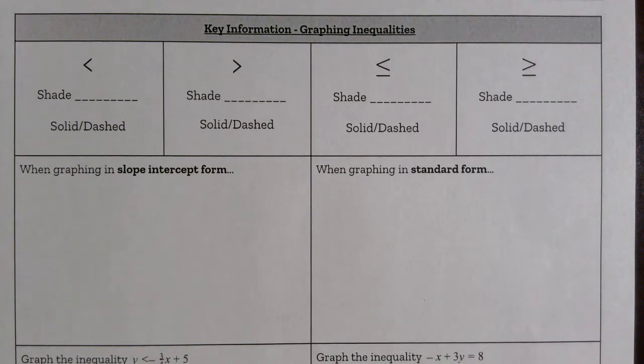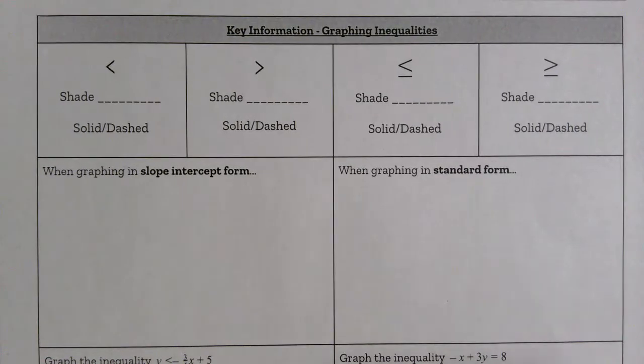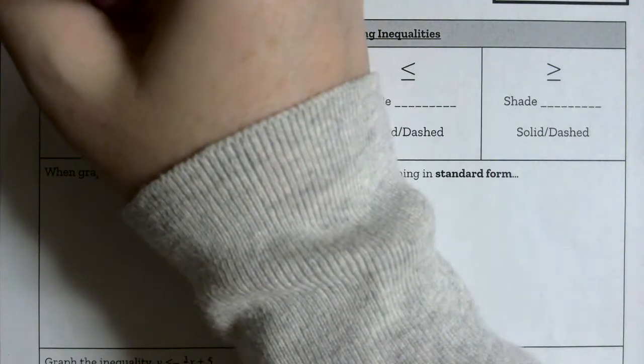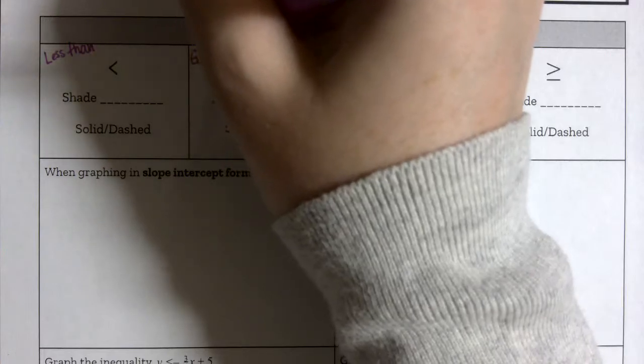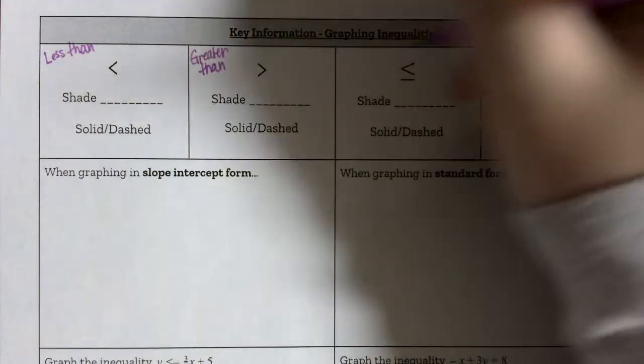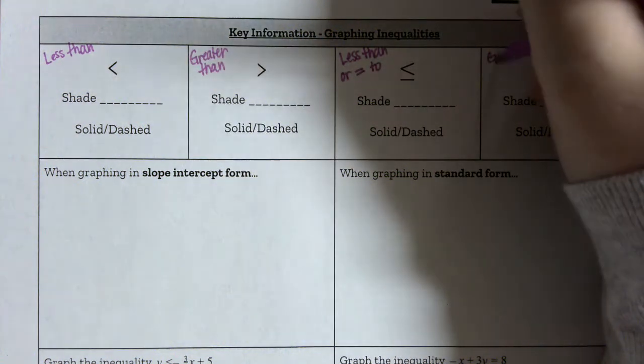So the first thing I want to do is go over our symbols and label each one. So this one is the less than, and I know that because it looks kind of like an L. This one is a greater than, less than or equal to, and greater than or equal to.